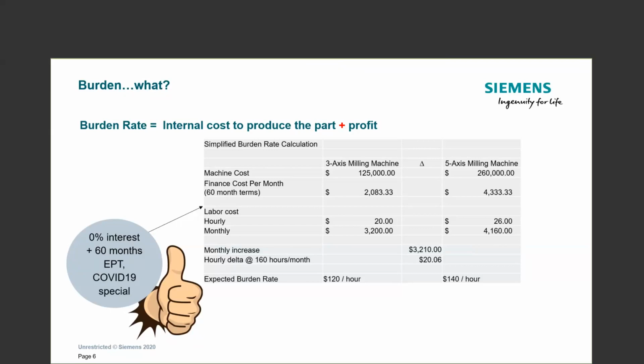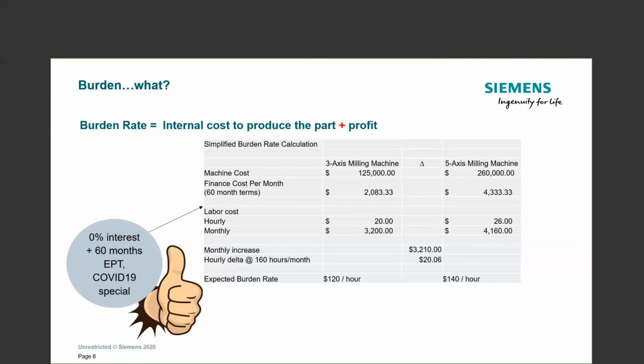Adding to that, we have to take into account the labor cost. We can reasonably assume that the hourly wage of a machine operator operating a 3-axis milling machine nowadays can more or less be summed up to $20 an hour, whereas a 5-axis milling machine operator is probably going to be in the range of $26 an hour. If we spread this out over the course of a month, we end up with $3,200 for the 3-axis milling machine operator versus $4,160 for the 5-axis milling machine operator. So that gives us a monthly increase between these two machines, or a delta, of $3,210.